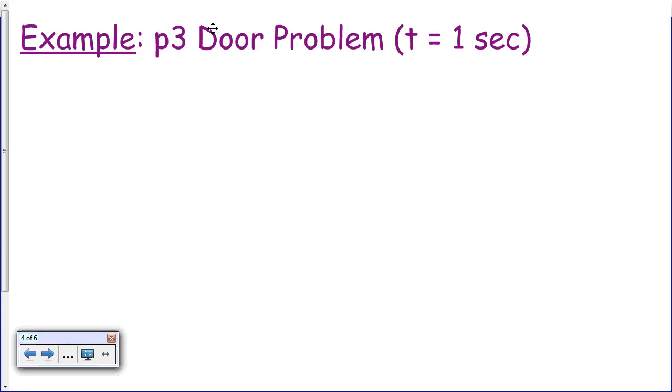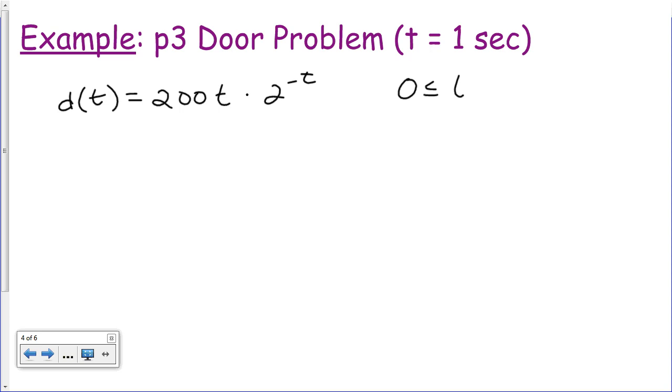And they gave us an equation in terms of t, so I'm going to go ahead and keep it in terms of t here. In fact, I'm going to write more of a function notation for us here. So I'm going to write it as d of t is equal to 200 times t times 2 to the negative t is the equation they've given us. And that was for the interval from 0 to 7 seconds for t. So we're going to keep the domain there as well.